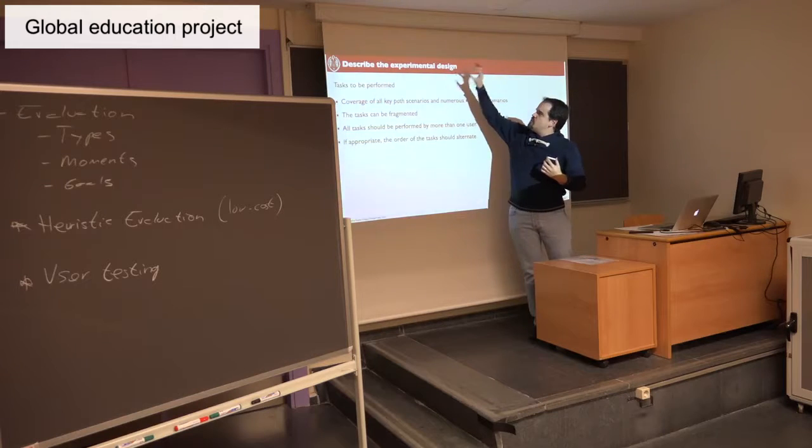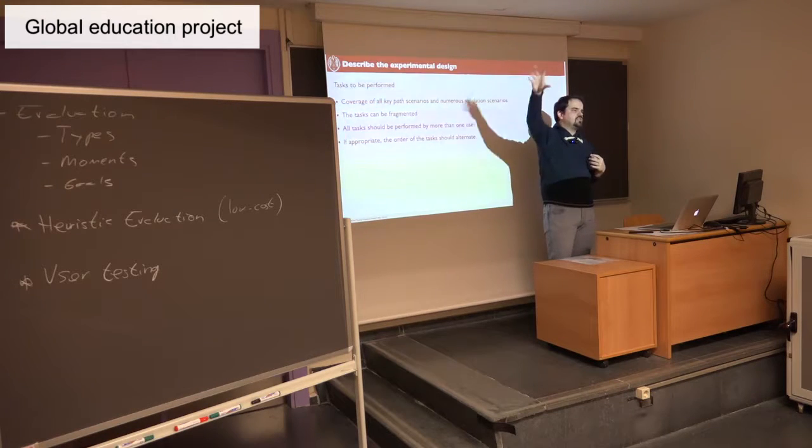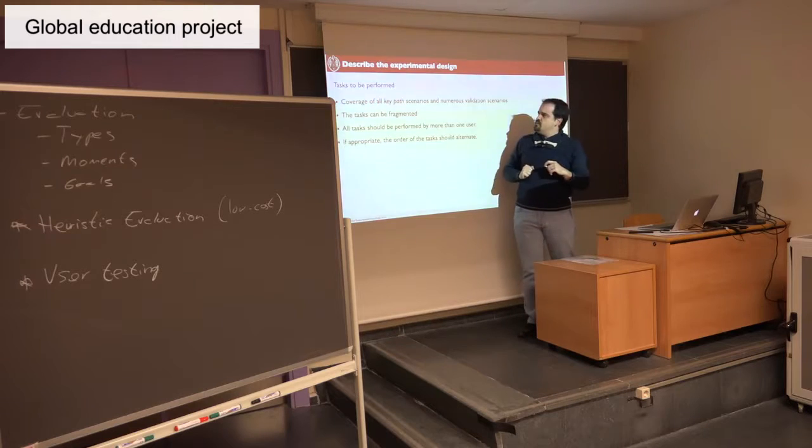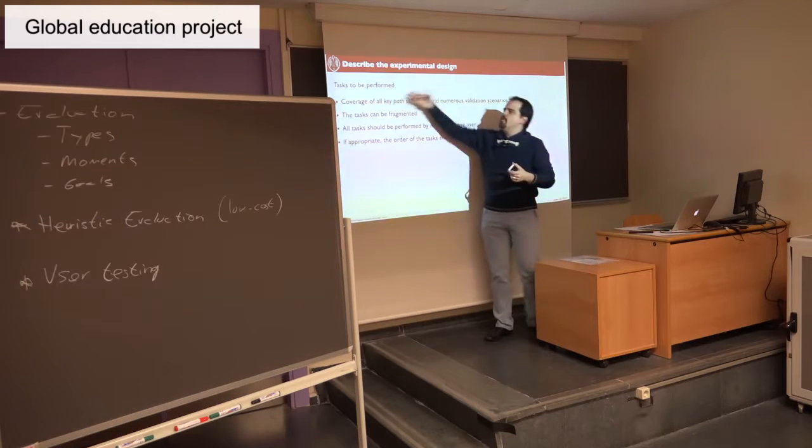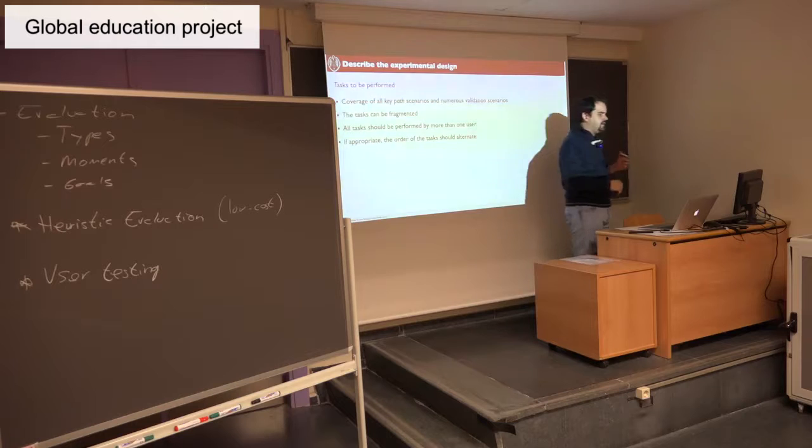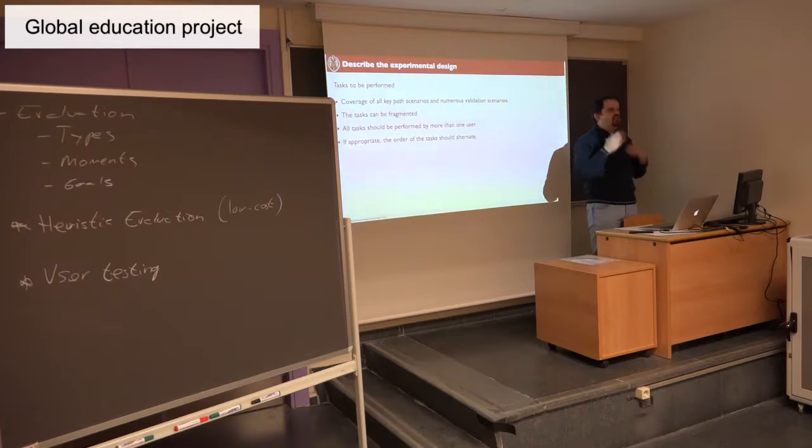So in your experimental design, you will start by saying, okay, my experiment, I'm going to grab these users and I'm going to ask them to do this sequence of tasks. And these tasks will be covering all my key path scenarios if I'm doing goal-directed design, and everything that we said about task fragmenting for heuristic evaluation also applies here. If my system is small, I will want all my users to try everything. If my system is larger, I will make partitions.